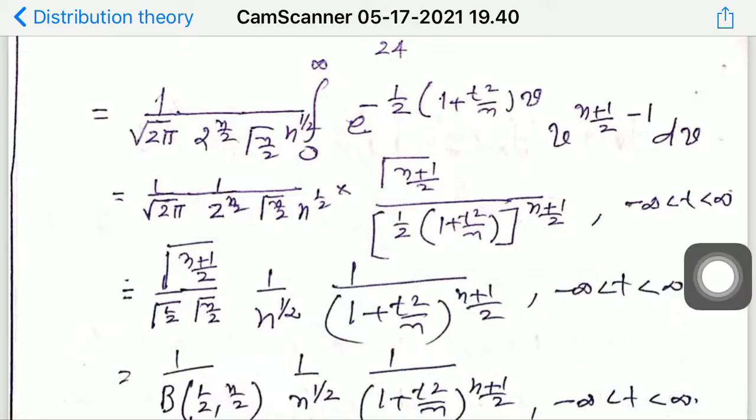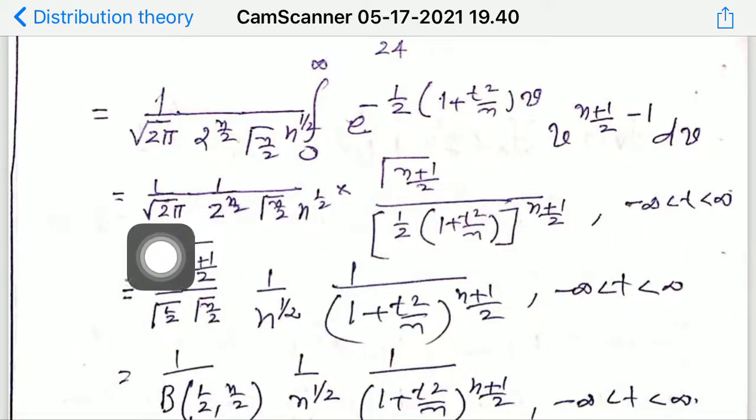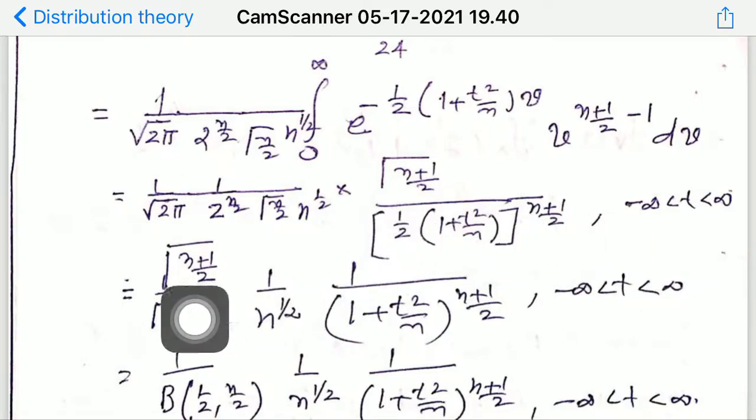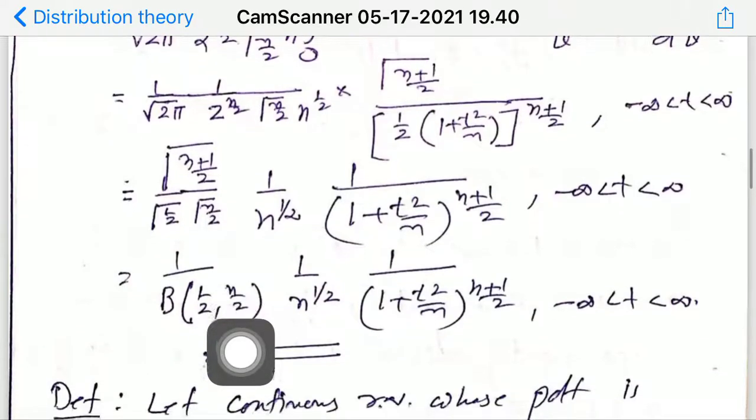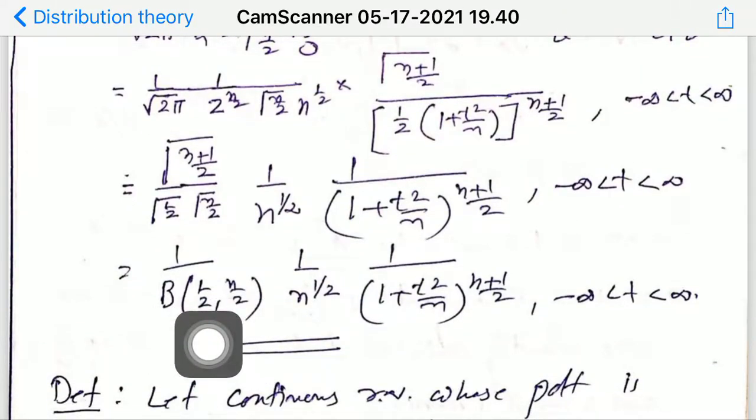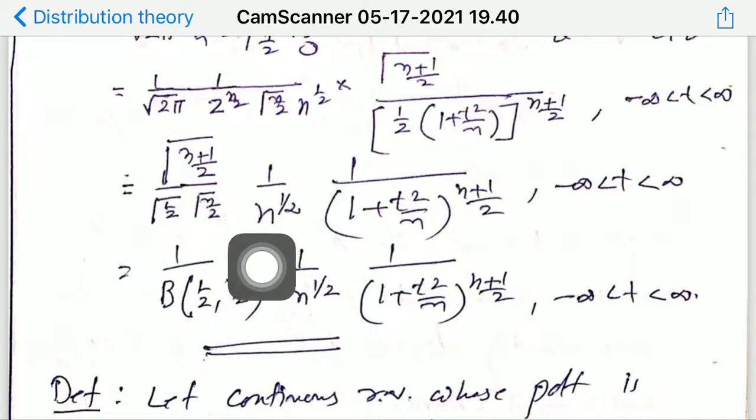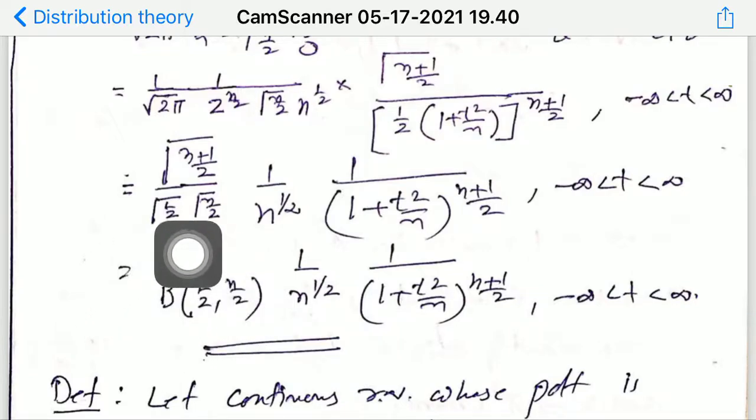Okay, so you will get this quantity, and you can see this constant. What is this? This is gamma n/2 plus 1/2 divided by gamma 1/2 into gamma n/2. That means it is the reciprocal of beta of 1/2, n/2. Okay, yes, we have discussed this quantity in beta function or beta integral.